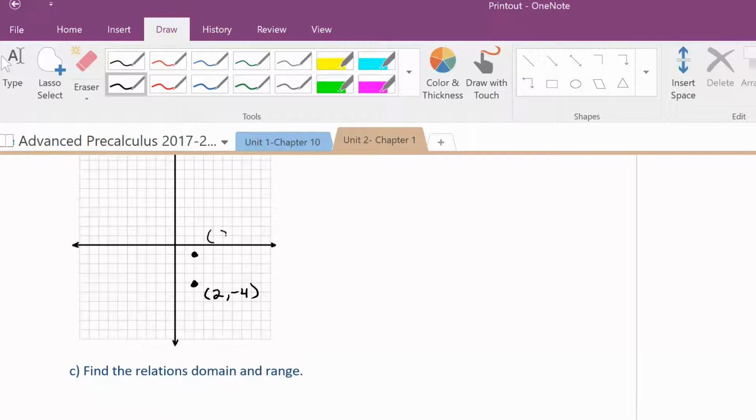So now you have (2, -1). You can go down 3. So now you have (2, -7). You can go to the right 3. So now you have (5, -4). And to the left 3 would be (-1, -4). And then you can draw your circle.